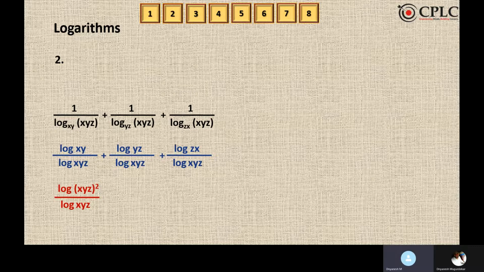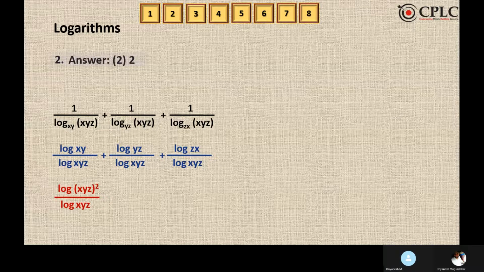And once we have this, the power will again come out, I mean come at the beginning. So that xyz raised to 2, that 2 will come at the starting part, and it will be 2 log xyz, and then log xyz will be cancelled. So the answer of this simplification is 2, which is option 2.